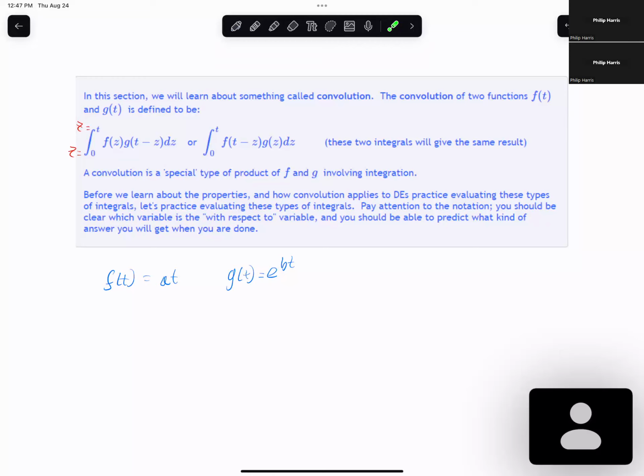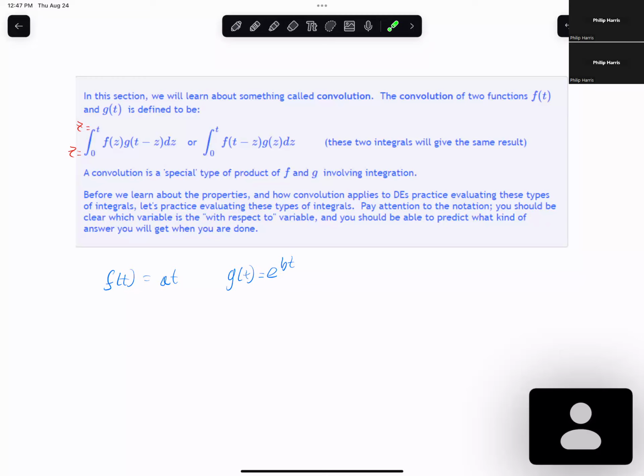The hint for the second one, where we're putting t minus z in for t, is to use exponent rules to rewrite this exponent into an exponent with t and an exponent with z separately. That would be the hint for this second one. So give that a go.